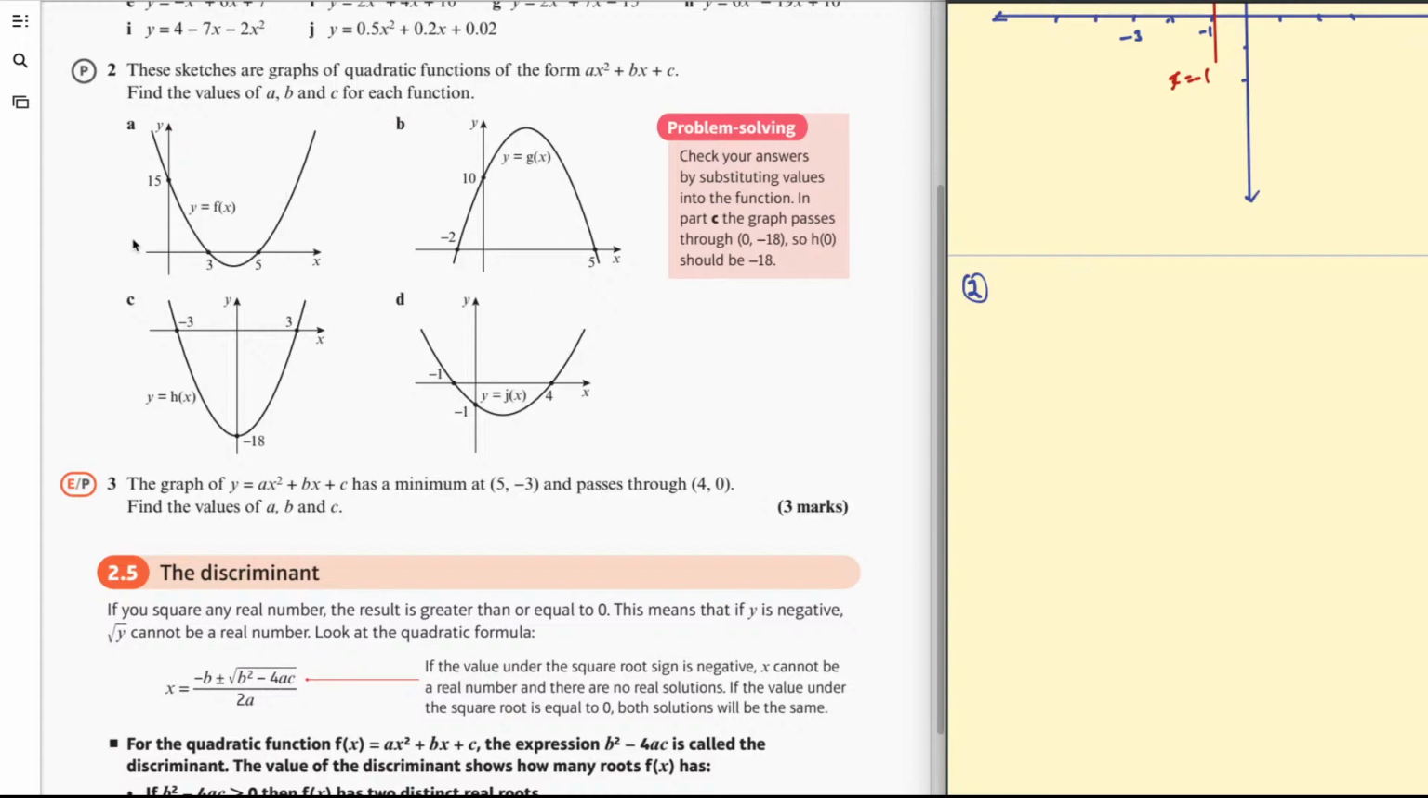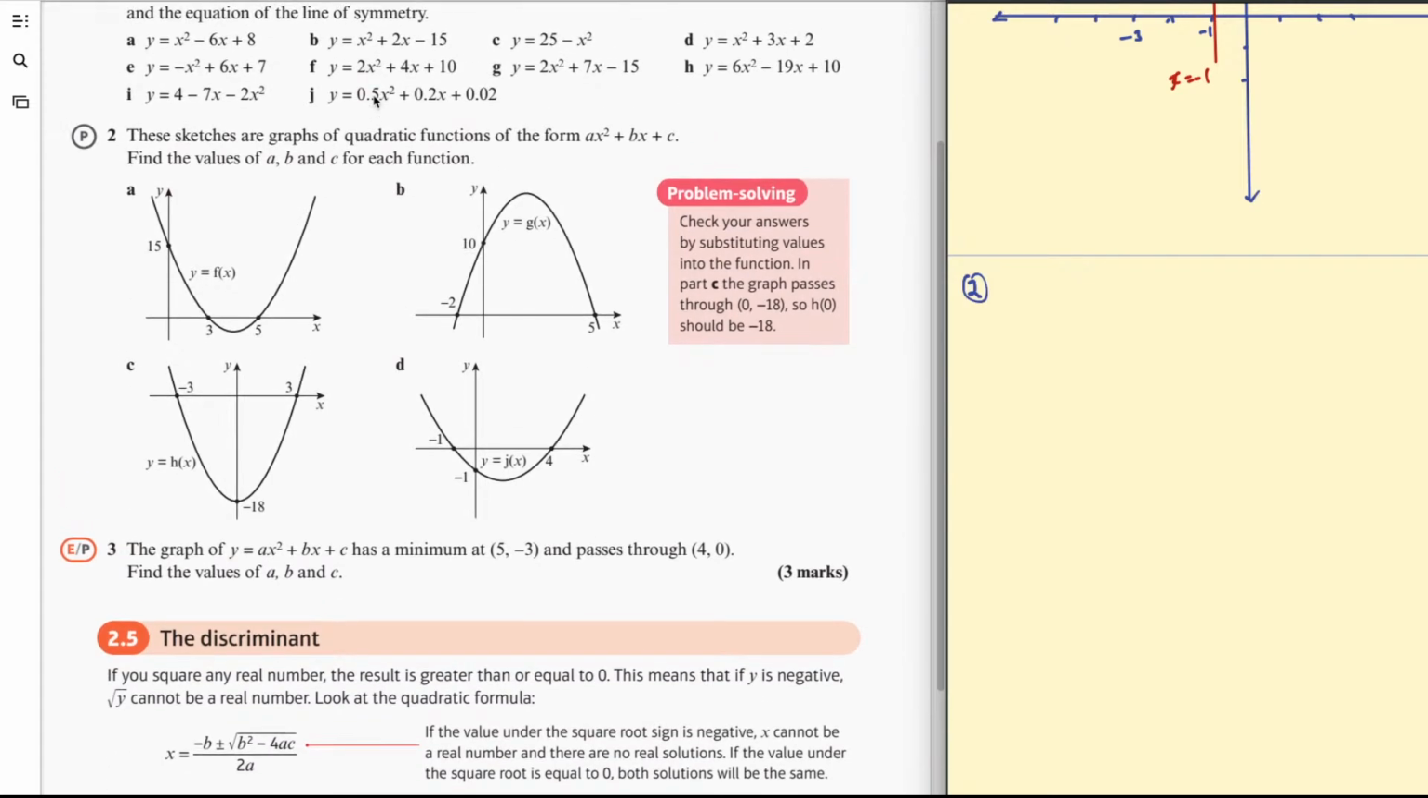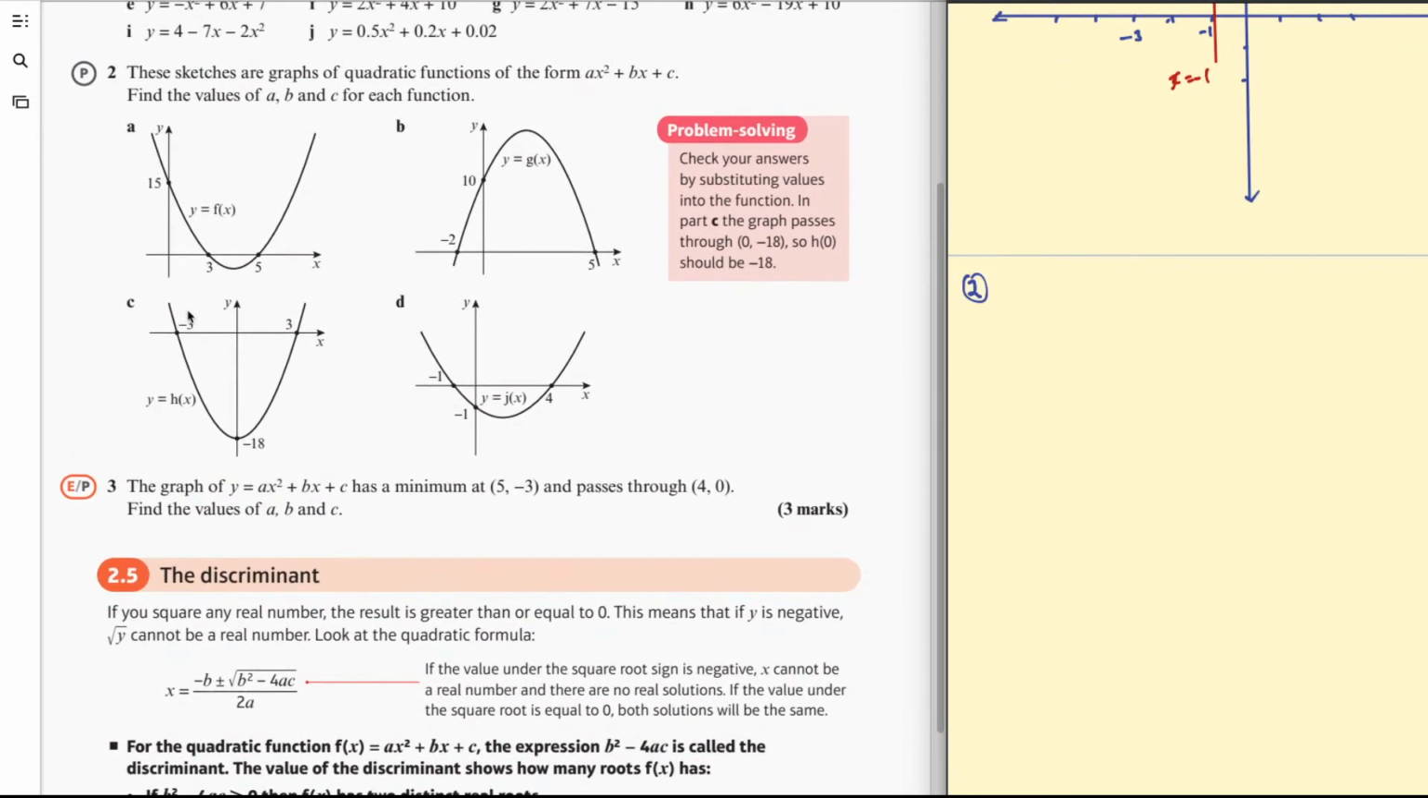Okay, so we're doing the opposite of what we were just doing. We were given the equation and we were asked to graph the function. Now we're given the graph and we want to write the function. So I'll just do the first two. Firstly, the y-intercept is 15, so we can say y equals ax squared plus bx plus 15. Actually, there's a better way to do this.